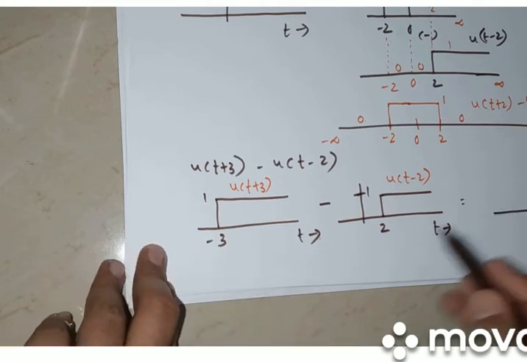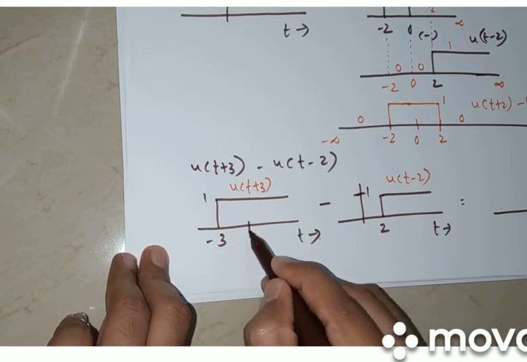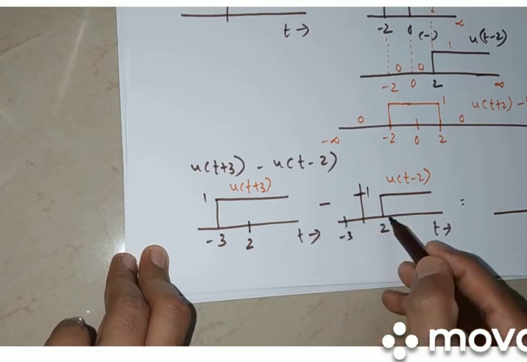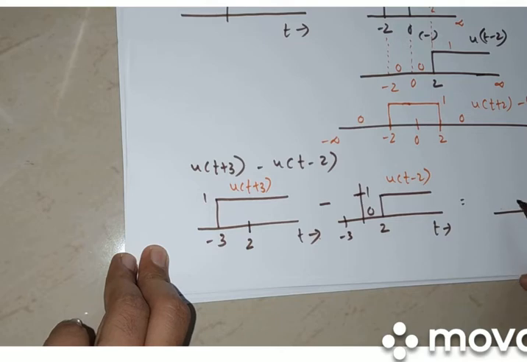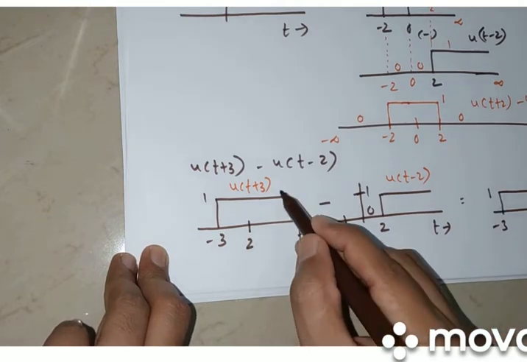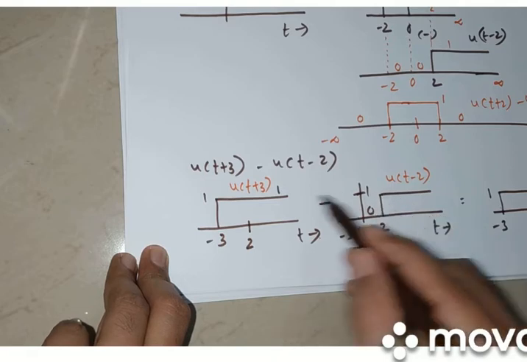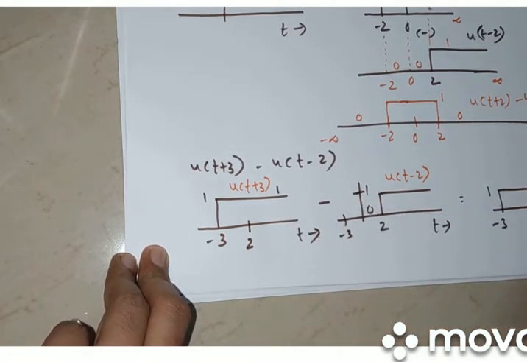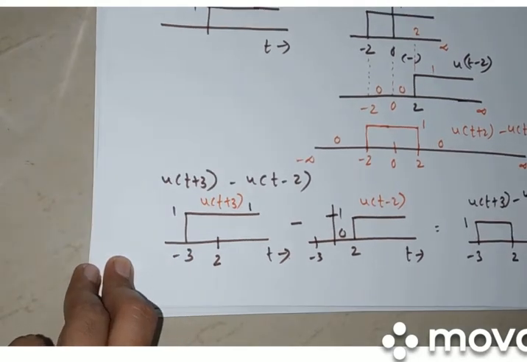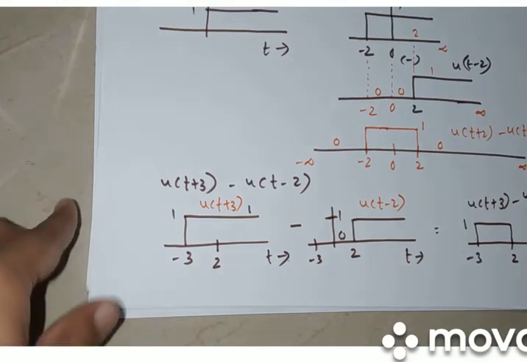Same thing. Okay, see, from minus 3 to 2, this is 1, and if you take here from minus 3 to 2, it is 0. So 1 minus 0 is 1. So from minus 3 to 2, it is 1. From 2 to infinity, this is 1, and this is also 1. So 1 minus 1 is 0. So the rest to infinity is 0. So this is your answer, u(t plus 3) minus u(t minus 2). Okay, I hope people are clear.